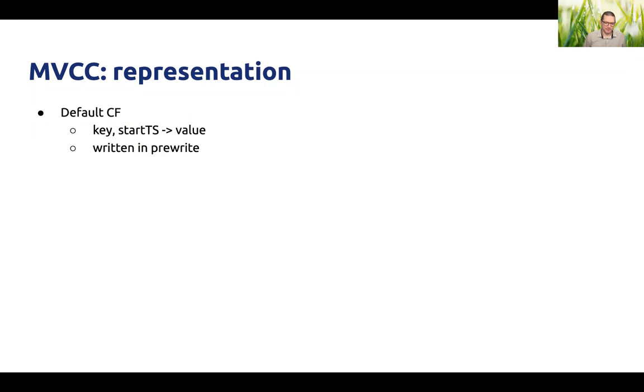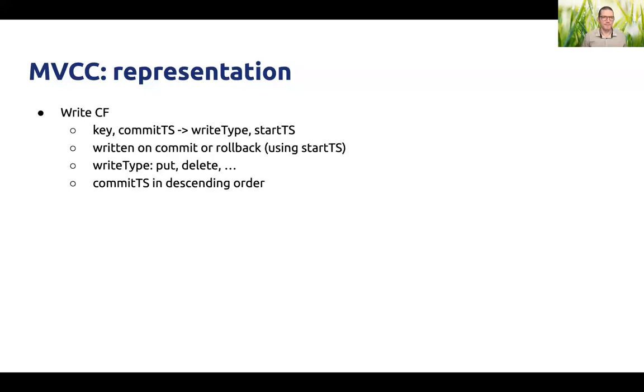Okay, so in the default column family, we use as a key a combination of the user key and the start timestamp. And what we store is the value. We write this value during pre-write, as we'll see shortly. Okay, so the write column family is probably the most interesting. Again, the physical key in the write column family is a combination of the user key and the commit timestamp. We actually store quite a bit more metadata than this, but the important thing that we store is the start timestamp.